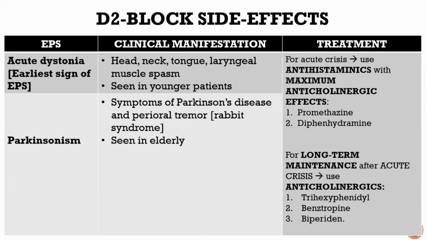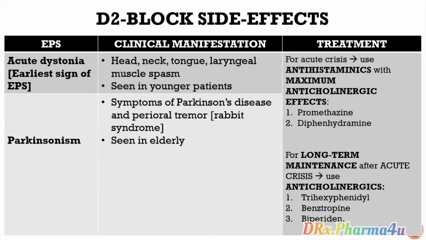So when we come to the D2 block side effects, there are some technical terms which come under extrapyramidal symptoms. The first term that comes is acute dystonia. This is the earliest sign of extrapyramidal symptoms. Dystonia means a spasm of head, neck, tongue, and laryngeal muscle. Spasm means contraction, so you will feel a kind of stiffness.